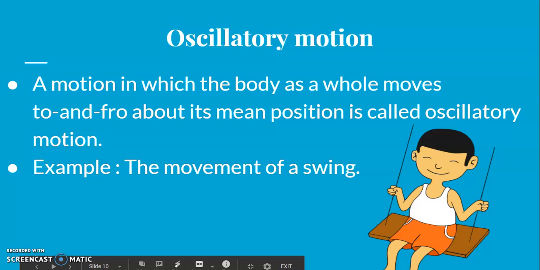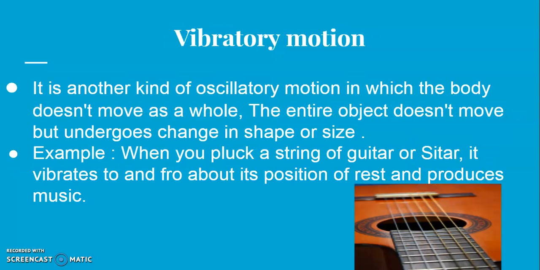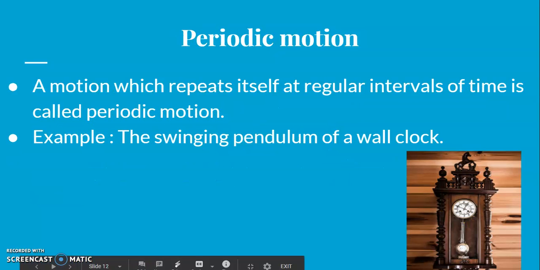Oscillatory motion: a motion in which the body as a whole moves to and fro about its mean position is called oscillatory motion. For example, the movement of a swing. Vibratory motion: it is another kind of oscillatory motion in which the body doesn't move as a whole. The entire object doesn't move but undergoes change in shape or size. For example, when you pluck a string of a guitar or sitar, it vibrates to and fro about its position of rest and produces music.